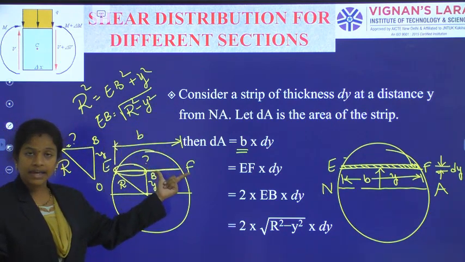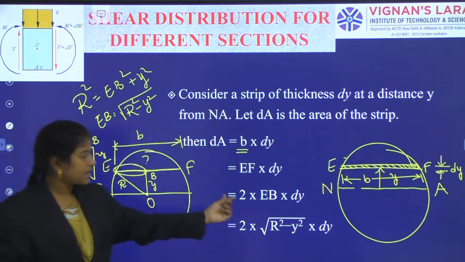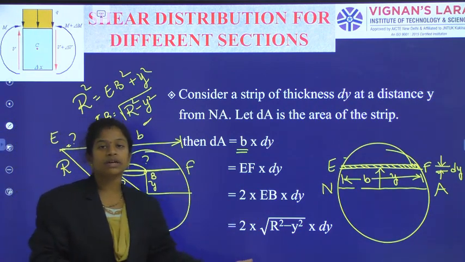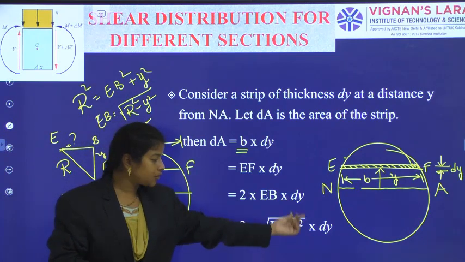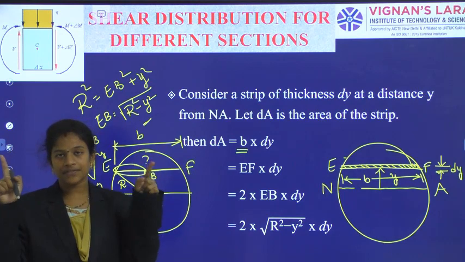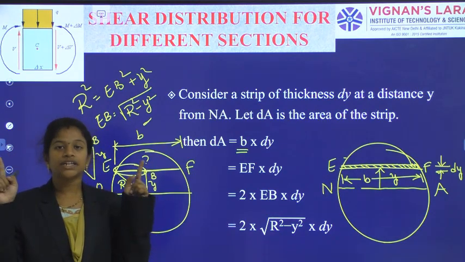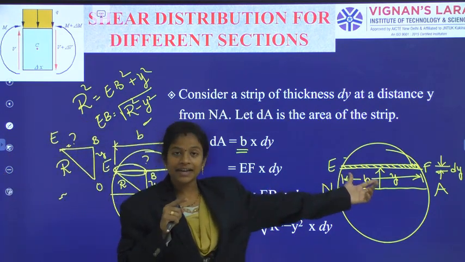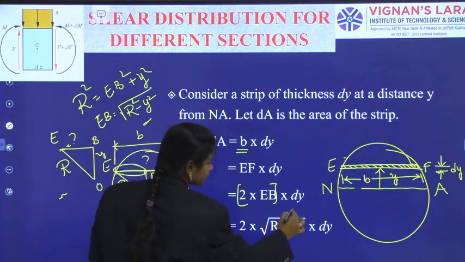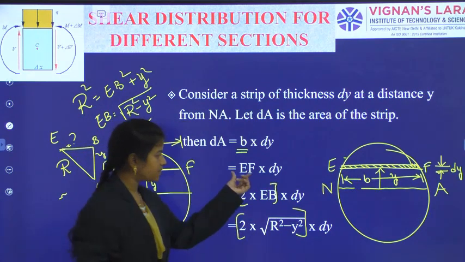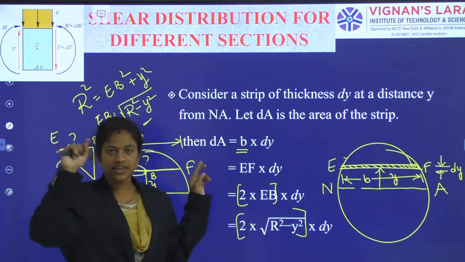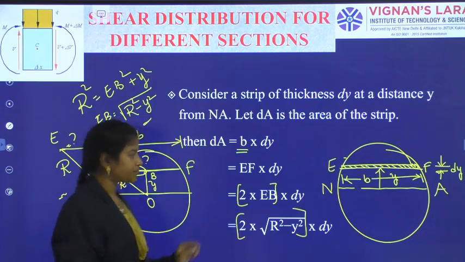So, double the EB is EF. EB is equal to under root R square minus y square, and 2 times under root R square minus y square is the length of that EF. So I have calculated only the width of the beam at EF. This is the width of the beam at the level EF, and that into thickness dy gives the area of the strip.